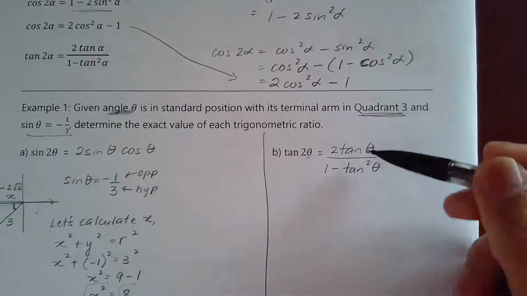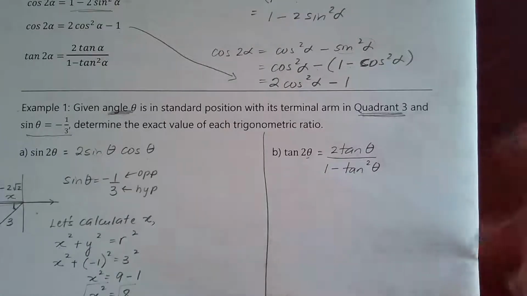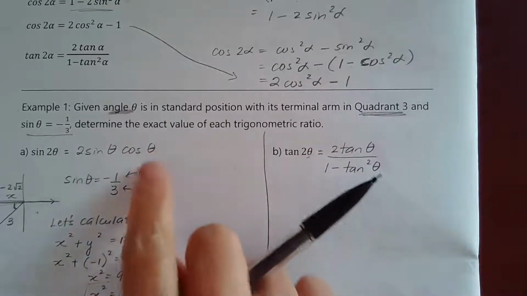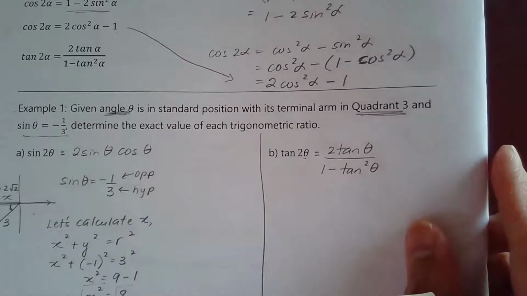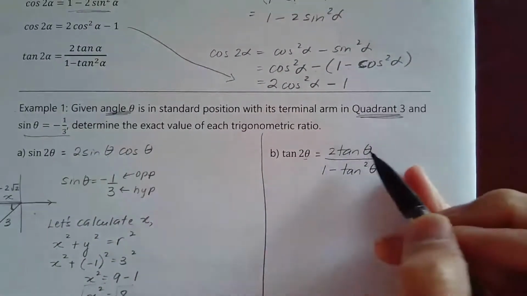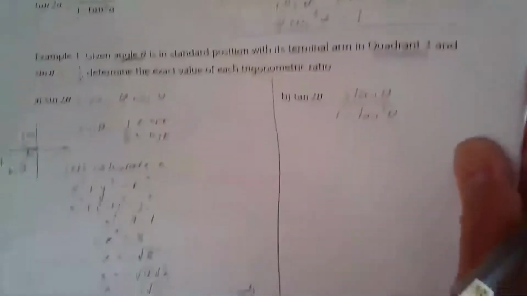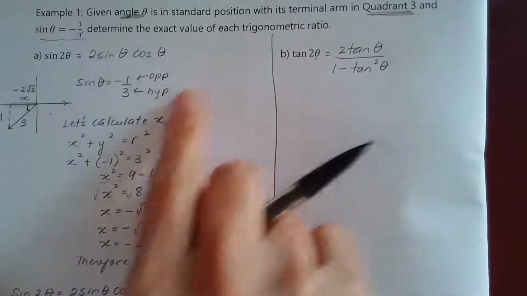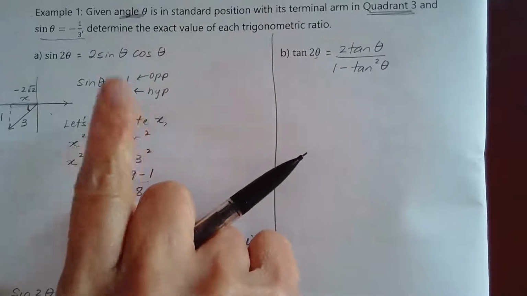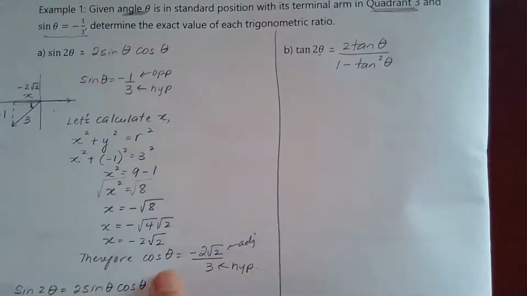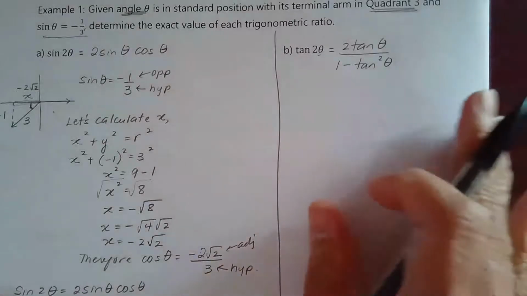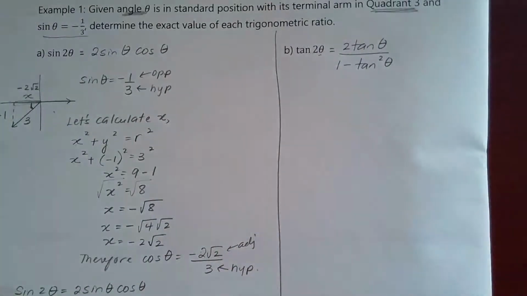Okay, well, we've already done a little bit of the groundwork over here. So what can we do to figure this out? So far, the information is the same. Sine of theta is negative 1/3, and we figured out that the cos of theta is negative 2 root 2 over 3. But we don't have the tangent. So the very first thing that we've got to do is figure out what the tangent of theta is.